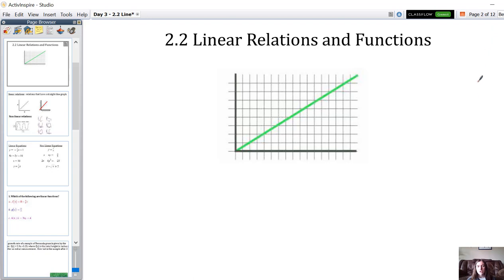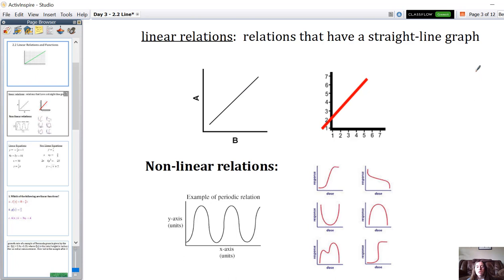Now we're going to talk about linear relations and functions. A linear relation is a relation that has a straight line for a graph. It could be diagonal, it could be vertical, it could be horizontal, but it has to be a straight line.